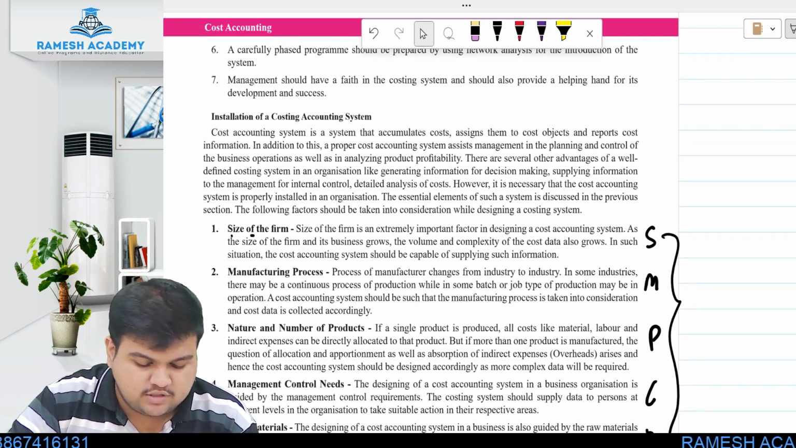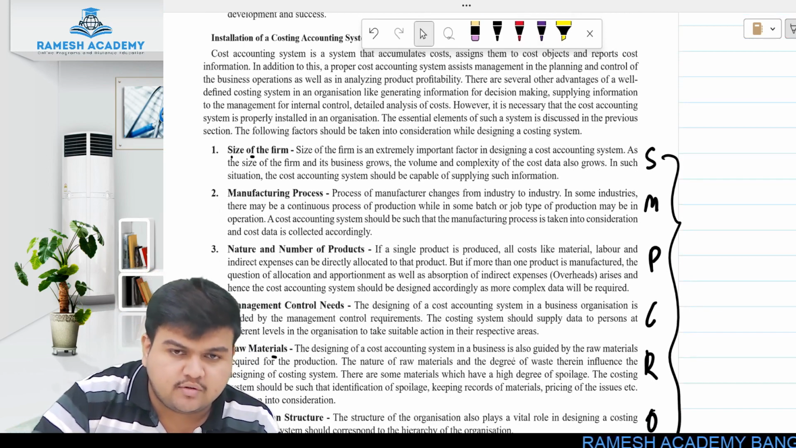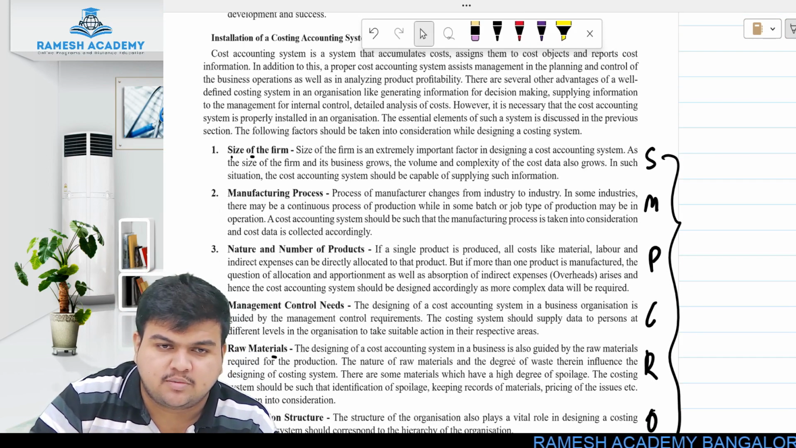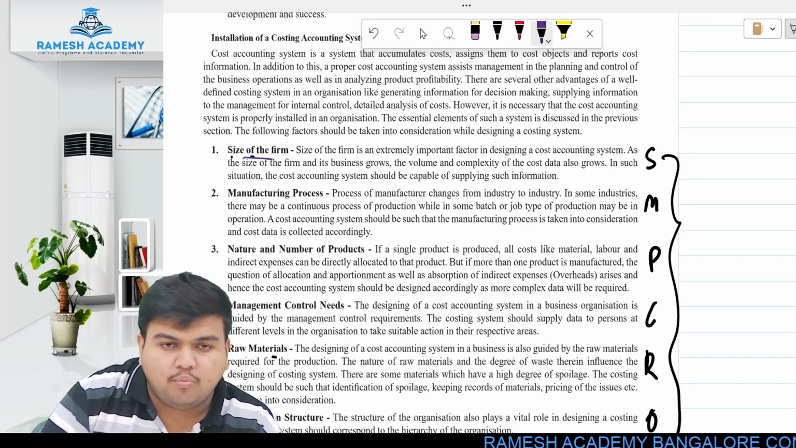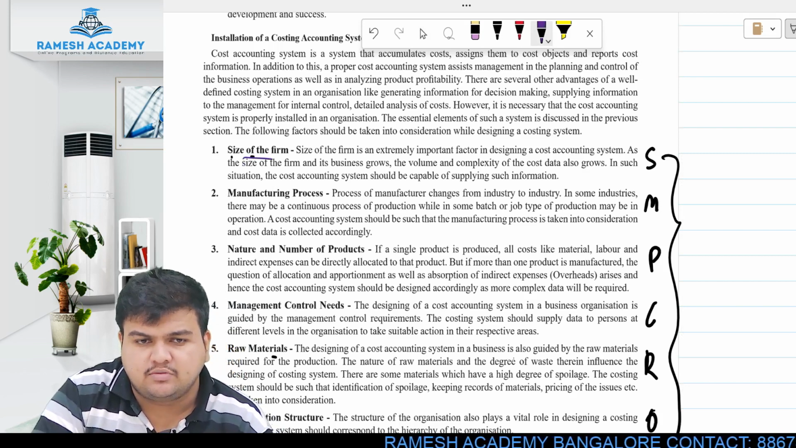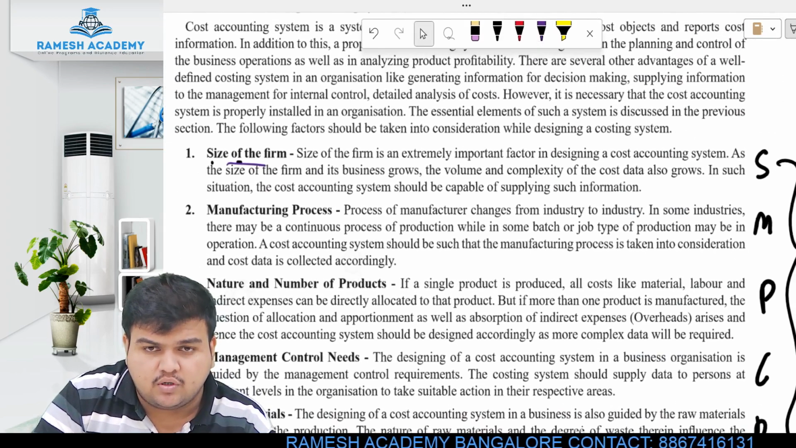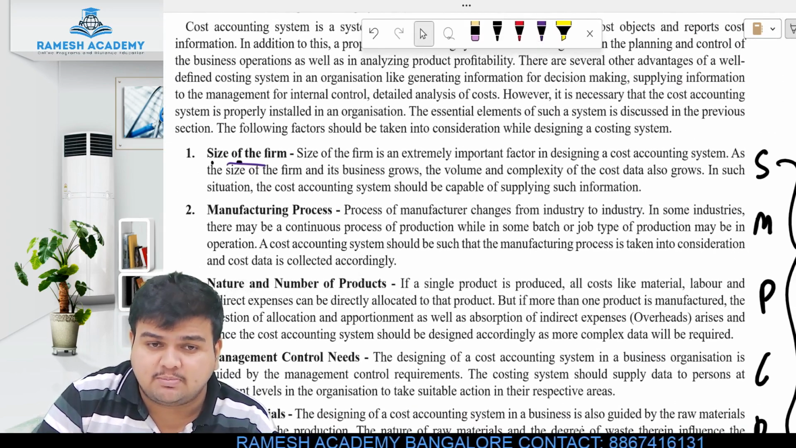So next, installation of cost accounting system. When you are implementing a cost accounting system, you need to look into the size of the firm, how big the firm is, whether you need it or not. For a small firm, it is not usually implemented and not usually used. But if you want to do that, it incurs extra expense for you.